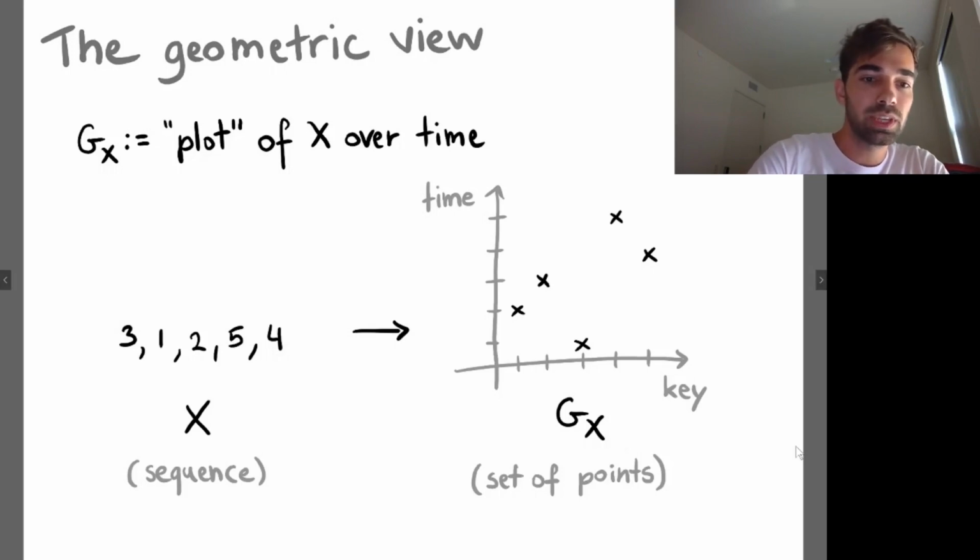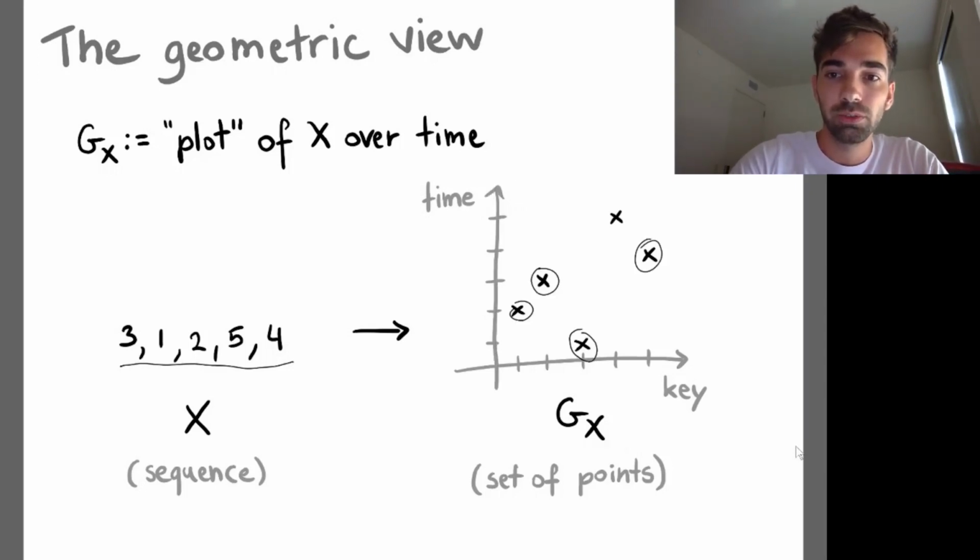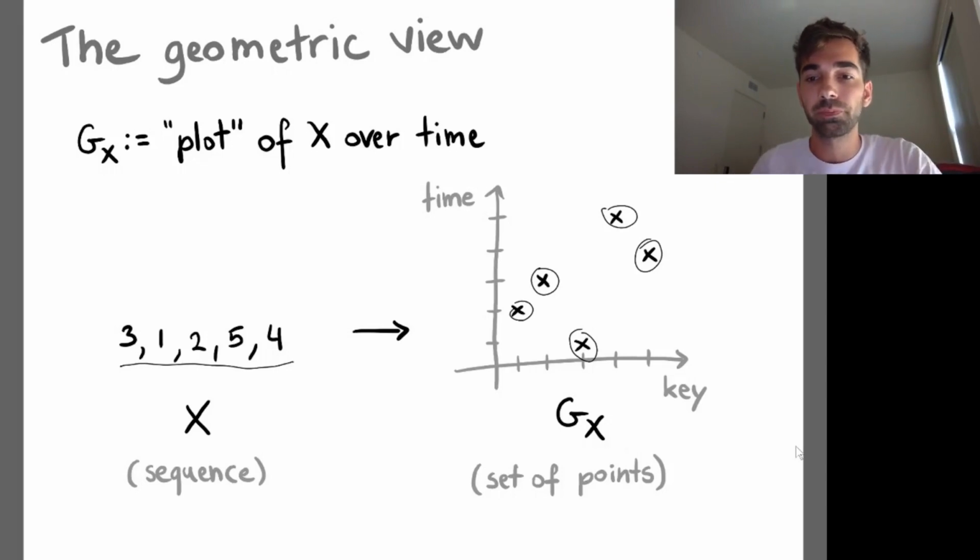And for a sequence x, like 3, 1, 2, 5, 4, we just plot them along time. But here time is vertical. That's a convention that's a bit weird, but you get used to it as you work on it. So we just plot 3, 1, 2, 5, 4 in that order. We just plot it along time going up.